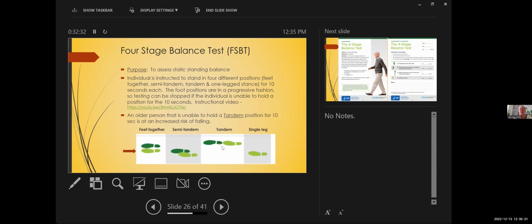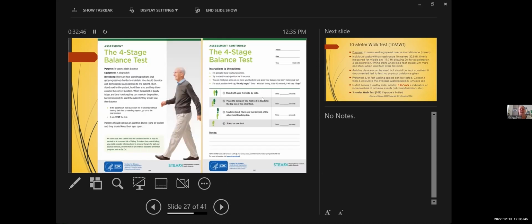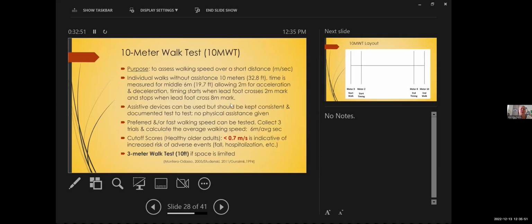If they can't, they would be at an increased risk of falling. For Mrs. Parker, she should be able to stand on a single limb for about 5 seconds. So this is showing the 4-stage balance test, how you could score it with the CDC. And then the 10-meter walk test, you actually do their normal pace walking from one line to the next, and you see meters per second. So if they walk 6 meters, you time how fast they did it, and you can get meters per second.